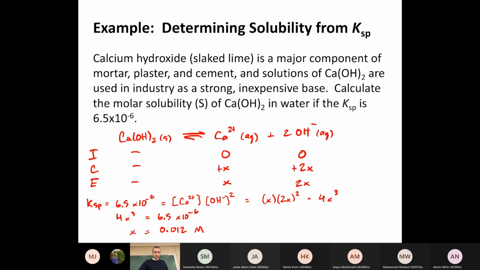Let me just double check. That's what I am supposed to have. Yeah, so that is X. That is the number of moles of calcium 2+ that will dissolve in a liter. And because these have a 1-to-1 relationship, if you have 1 mole of calcium 2+ ions, that means 1 mole of calcium hydroxide must have dissolved. So we would say the molar solubility S of calcium hydroxide is that number, 0.012.